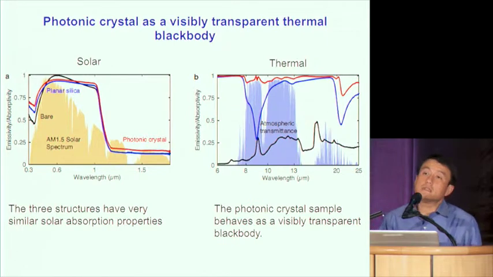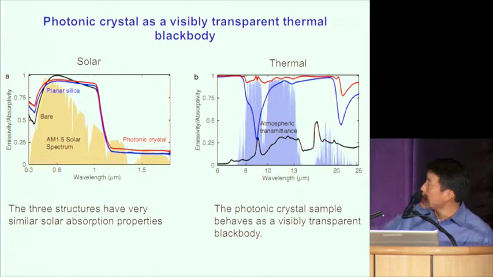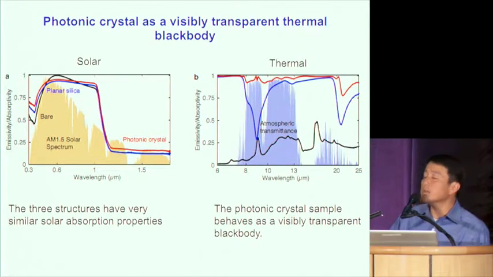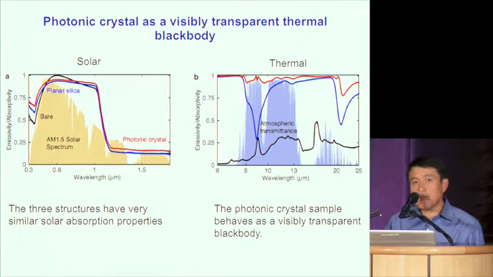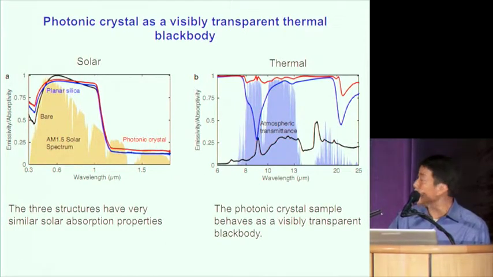In fact, the photonic crystal structure with silica with holes actually has slightly higher solar absorption compared with the other structures that we have there, by about a few percent. On the other hand, the thermal side of the spectra are very different. The black curve is the silicon thermal radiation spectrum. As I mentioned, it has very little thermal radiation, relatively speaking.